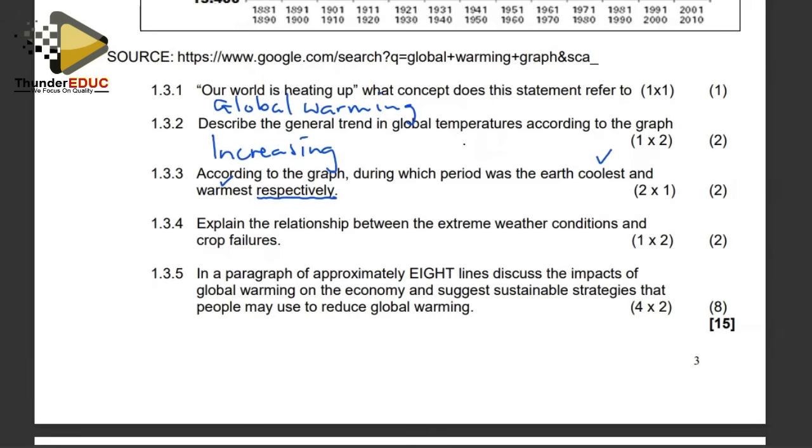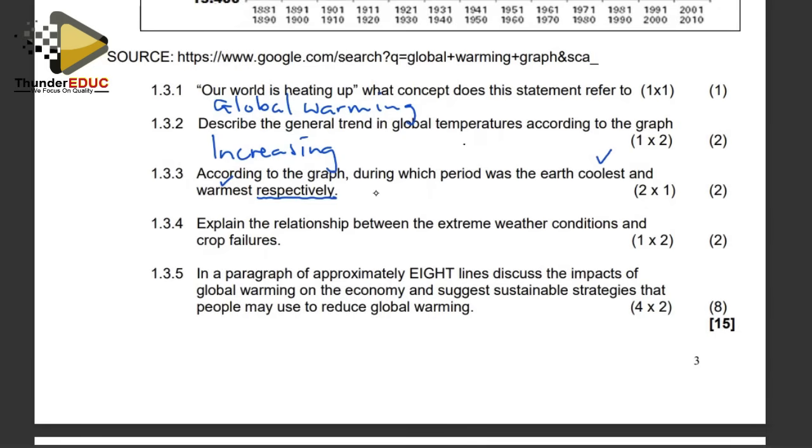But what I encourage you is, I know most of you will get lost. Maybe English is a problem. Respectively, you forget what it means. Respectively means in that order, because there are two questions there which need to be answered. So there are two answers which need to be put in place. If you don't specify this answer is for this and this answer is for that, you need to answer them in order. The first must be for the coolest, the second must be for the warmest.